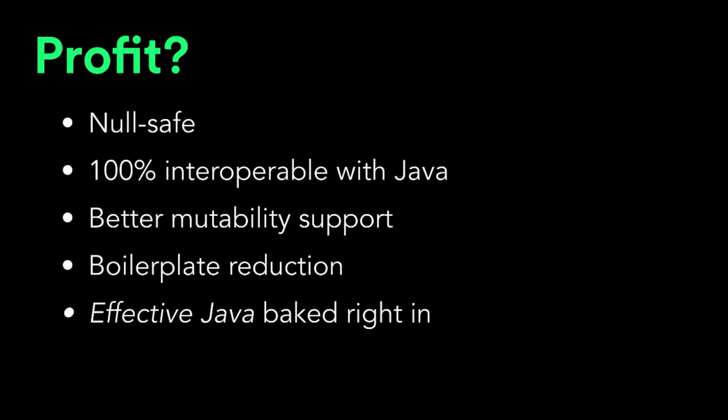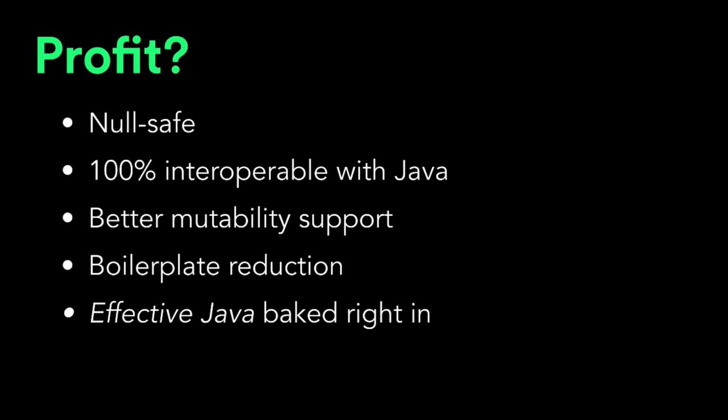So, we say profit. What does that even mean for us? Well, one of Kotlin's biggest features is it has null safety built into its type system and to some of the operators around it. It's 100% interoperable with Java, so we don't have to ditch the Java code we've already written for our projects and libraries. In fact, we can directly reference it, and vice versa. Our Java code can reference Kotlin.